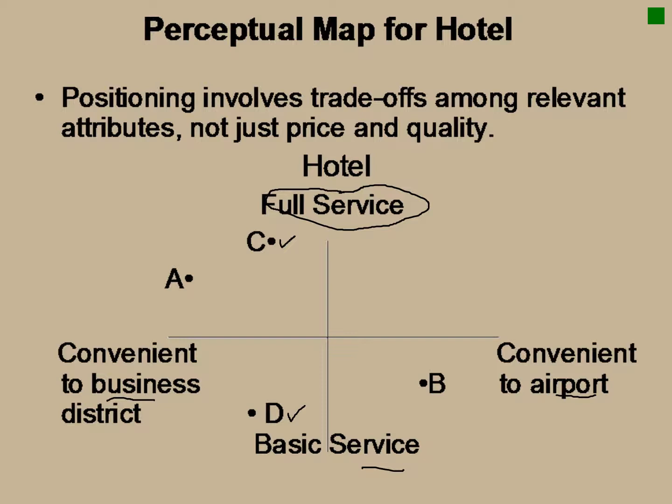but it's at the airport. So presumably we'd have different market segments that would be attracted to either the airport or the business district, and they would want either full service, or low or basic service. And that's how we're determining the perception of our competitors and ourselves using these two determinant attributes.